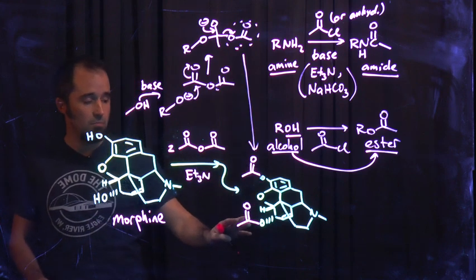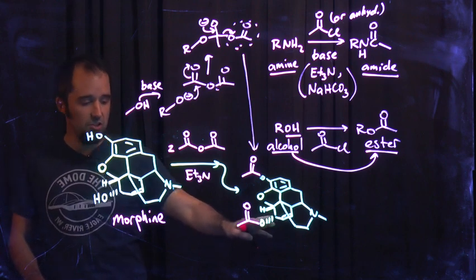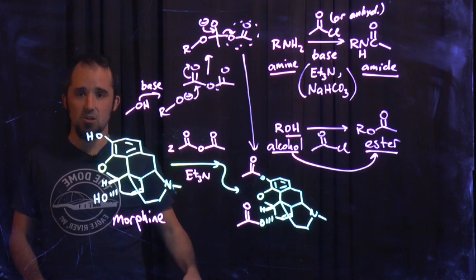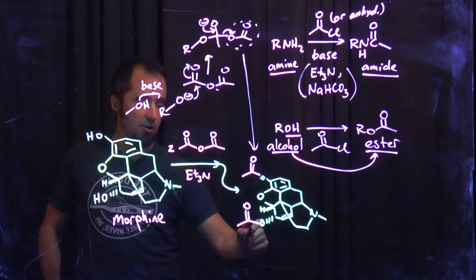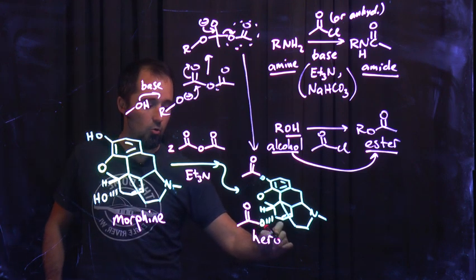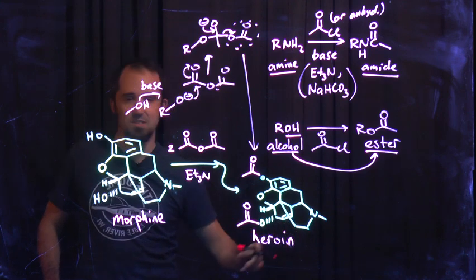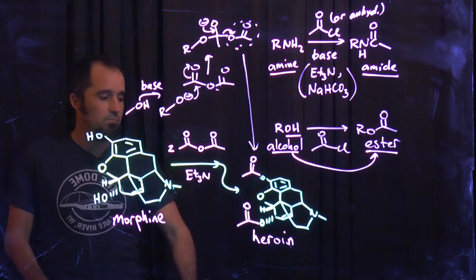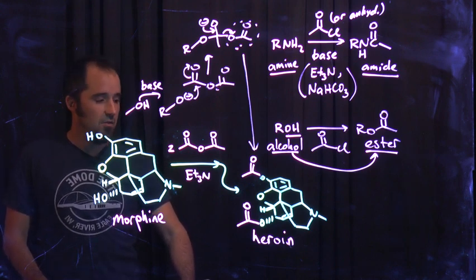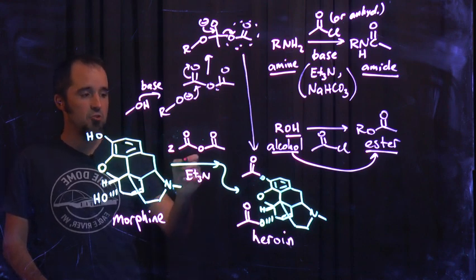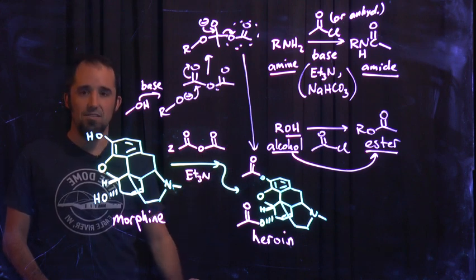So this is a much more non-polar version of morphine. They thought it would react faster, and it does. They named it heroin because they thought it would be a heroic addition to the pharmacist's cabinet. Maybe we don't think of it like that, but this is how you make heroin from morphine: you treat it with an acetylating reagent, usually acetic anhydride with some base.